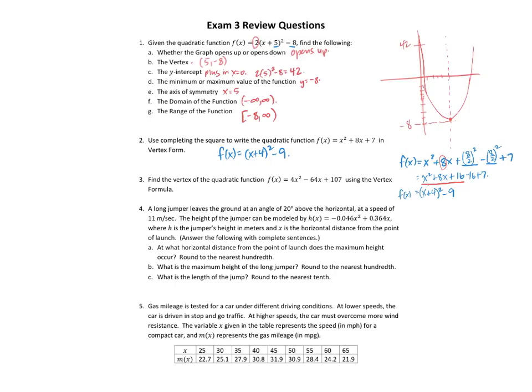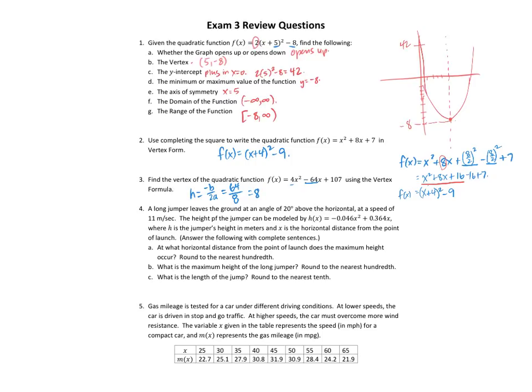Then it says find the vertex of that quadratic function using the vertex formula. So the vertex formula says that h is equal to -b/2a. So let's see what that is. -b/2a. Okay, so that's going to be negative of -64, so that's positive 64, over 2 times 4, that's 8. And 64 divided by 8 is 8. So that is the x-coordinate of my vertex.